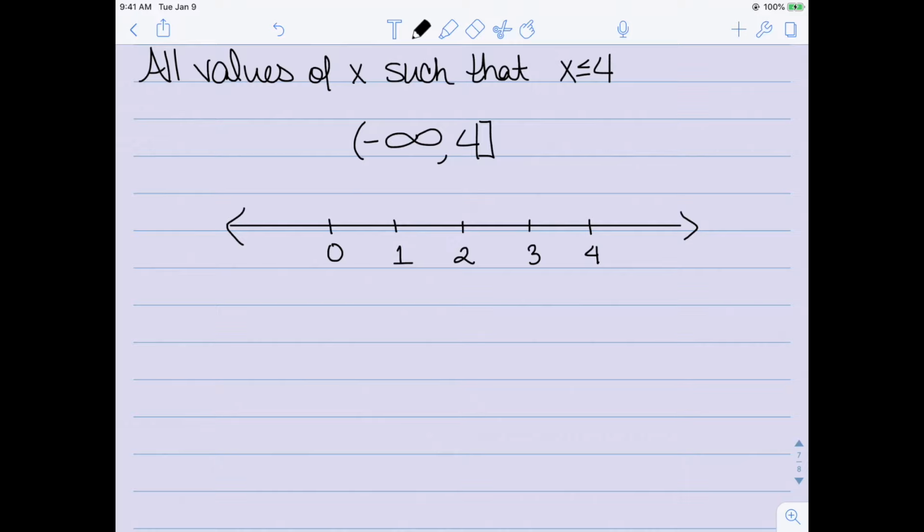So I have my number line. We're going to include 4, so we use a closed dot. And we want less than 4, so we're going to shade everything smaller than 4. So now we have the graph.